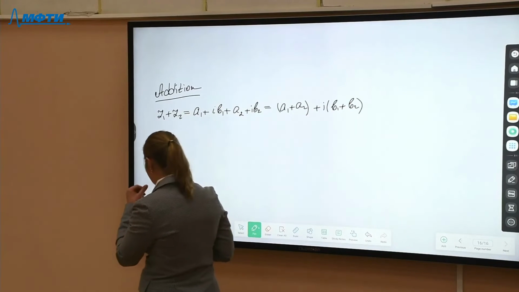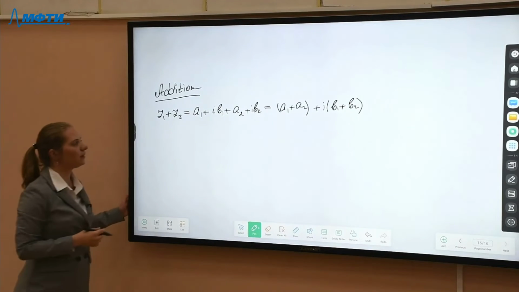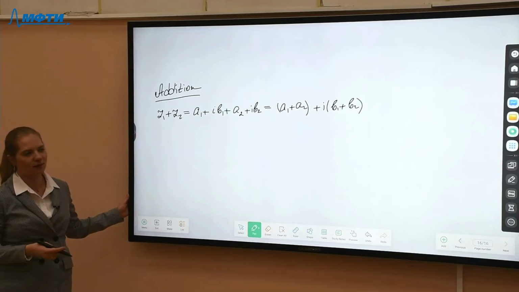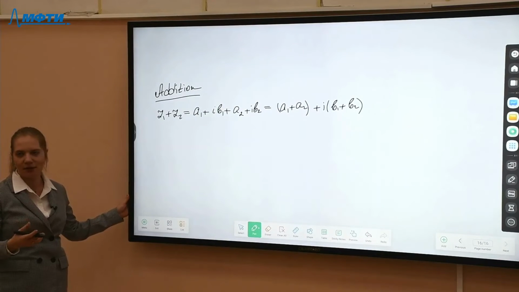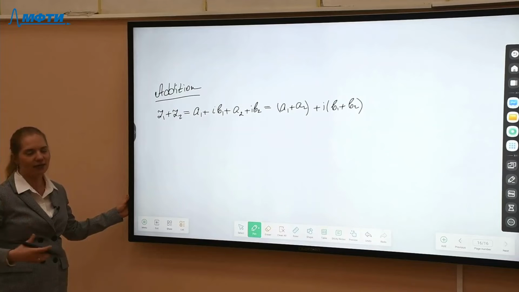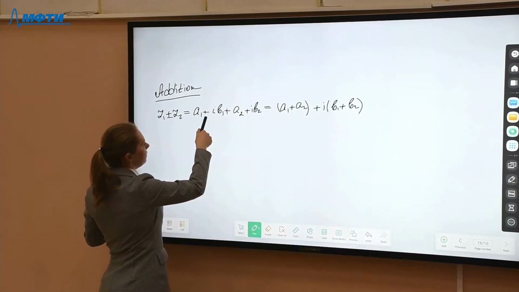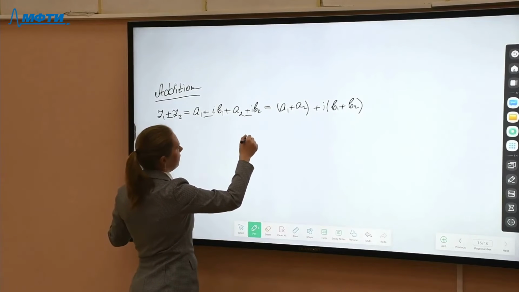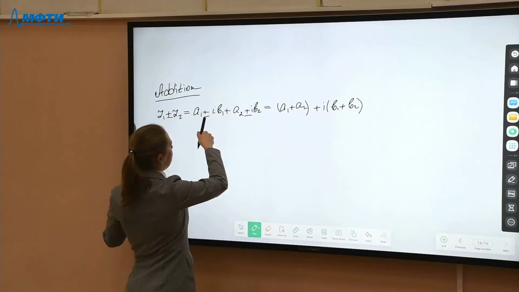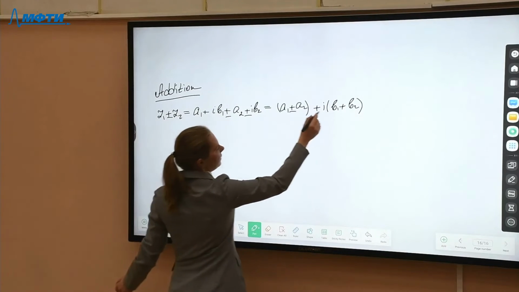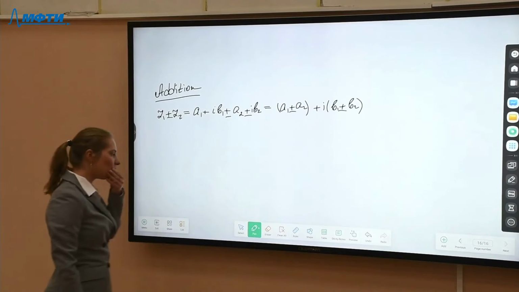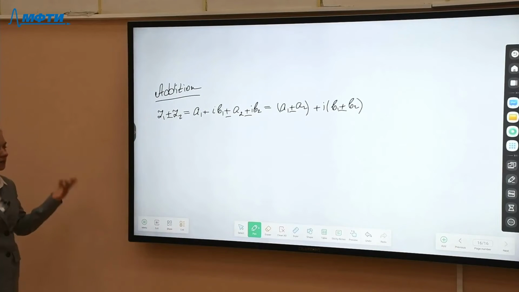If we want to subtract one complex number from another complex number, it is the same: we need to subtract the corresponding parts. So plus minus here and plus minus here. Because again, to subtract means to multiply by minus 1 and then to add.